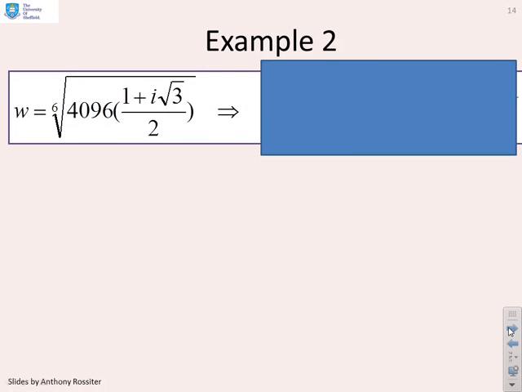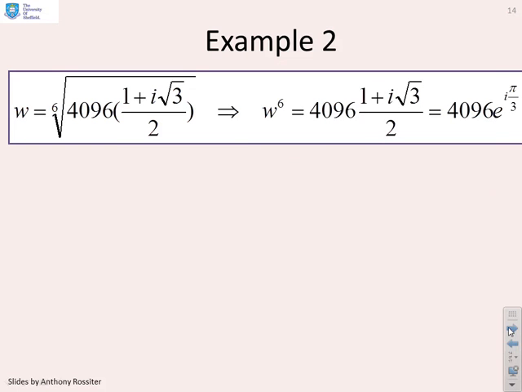Now, a final example, just to really test you. Can you cope with this? I want the sixth root of 4096 times (1 plus i root 3) over 2. So how are you going to go about this? Well, of course, the first thing is to write it as an inverse sort of problem. So I'm going to say, I want to solve w to the power 6 equals 4096 times (1 plus i root 3) over 2. Now, it may not be obvious to you by inspection, but you can check.